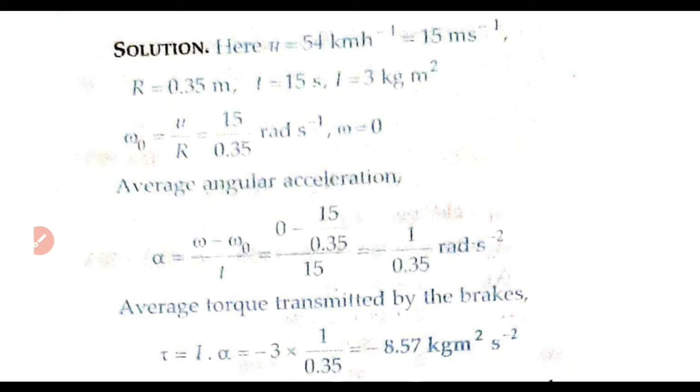So if we get alpha, we can easily calculate torque because tau equal to I alpha. I is given directly, 3 kilogram meter square. So we have minus 3 into 1 by 0.35. Doing the calculation, we will get minus 8.57 kilogram meter square per second square.